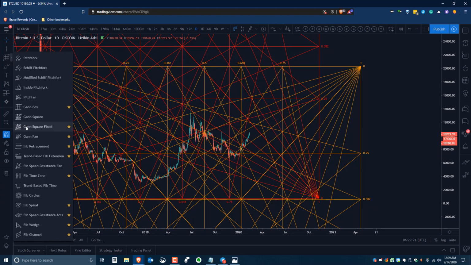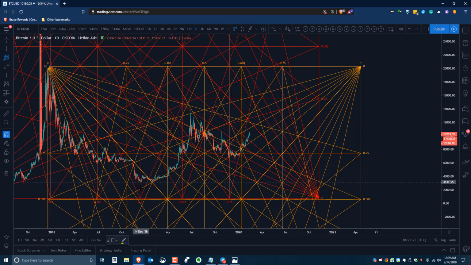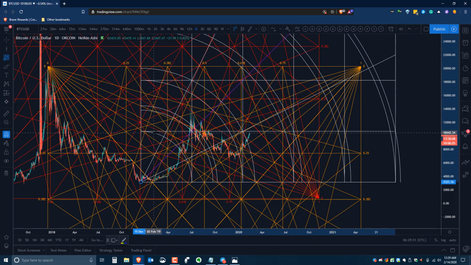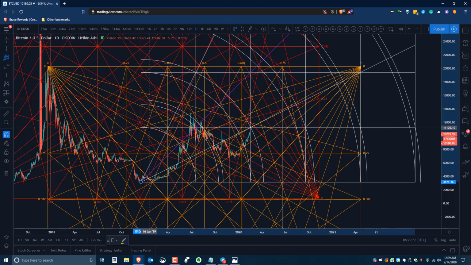So we're going to go grab the Gann square fixed, and we're looking for the low here. So I see 3121. Oh, I clicked. Let's go find 3121. I saw you somewhere. There you are. And once again, remember this line up here, we want to line up with that high.